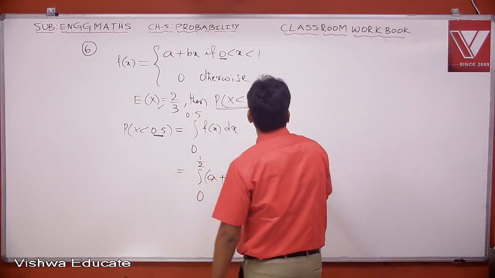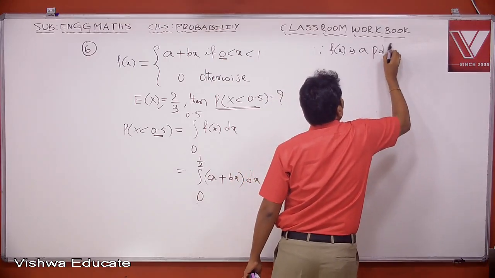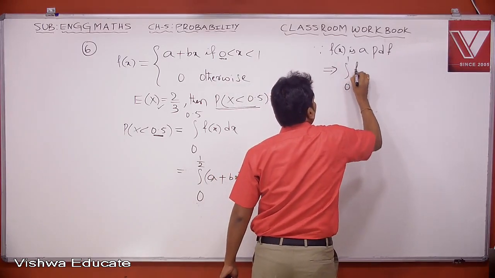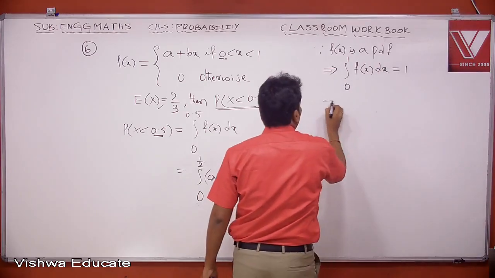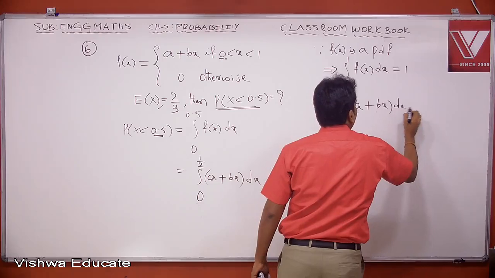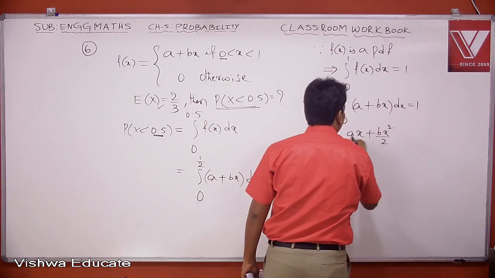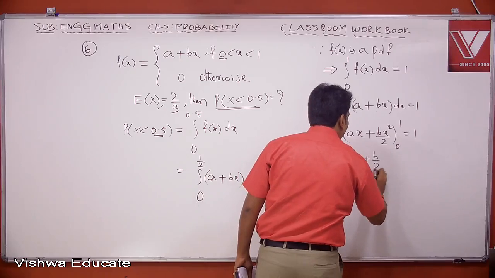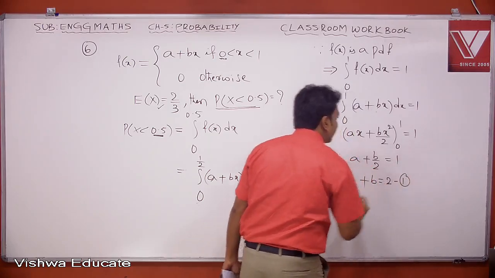Okay. Now let us see. Since f of x is a PDF, implies, of course, limits are from 0 to 1 only. So integral 0 to 1 f of x dx must be equal to 1. So this implies integral 0 to 1, this is a plus bx dx equal to 1. Therefore, this is ax plus bx square by 2. Limits are from 0 to 1. Therefore, this equation is a plus b by 2 equal to 1. Therefore, 2a plus b equal to 2. This equation, we got one equation.